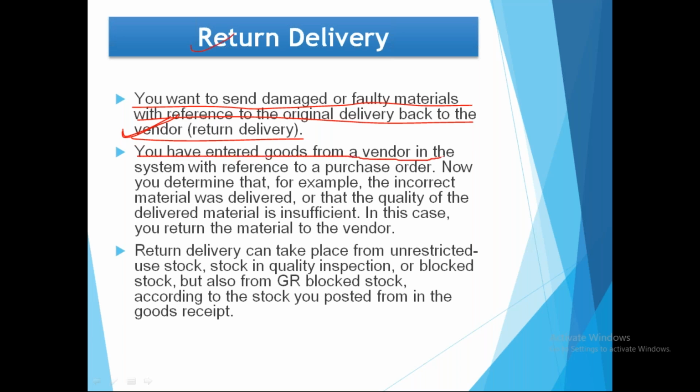You have entered goods from the vendor in the system with reference to a purchase order. Now you have determined that, for example, the incorrect material was delivered, or that the quality of the delivered material is insufficient. In these cases, you return the material to the vendor. Now we will see how to do that return delivery in the system.